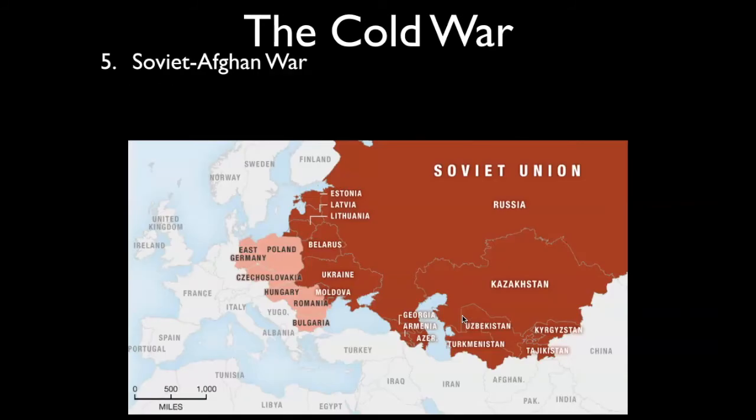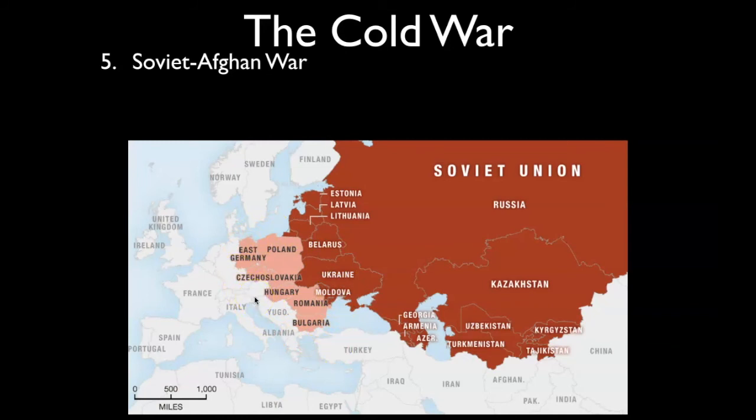A fifth way that the Cold War was expressed was through another proxy war. This one fought between the Soviets and some rebels in Afghanistan. So it's known as the Soviet-Afghan War. If you look at this map, it shows the extent of the Soviet Union. That's in dark red here. And the control that the Soviets were exerting over the communist bloc in Eastern Europe.